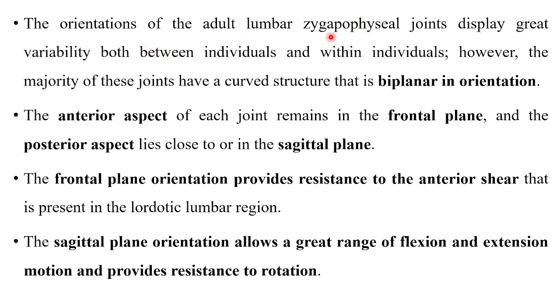The orientation of adult lumbar facetal joints displays great variability both between individuals and within individuals. However, the majority of these joints have a curved structure that is biplanar in orientation. The anterior aspect of each joint remains in the frontal plane and the posterior aspect lies closer to or in the sagittal plane. The frontal plane orientation provides resistance to anterior shear that is present in the lordotic lumbar region. The sagittal plane orientation allows a greater range of flexion and extension motion and provides resistance to rotations.